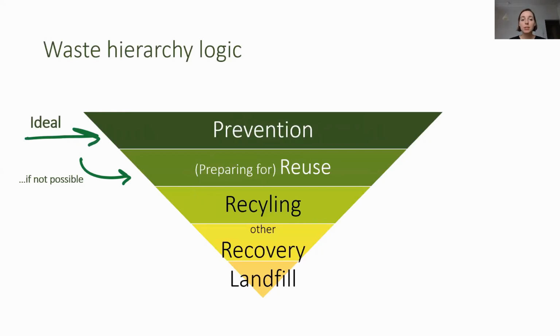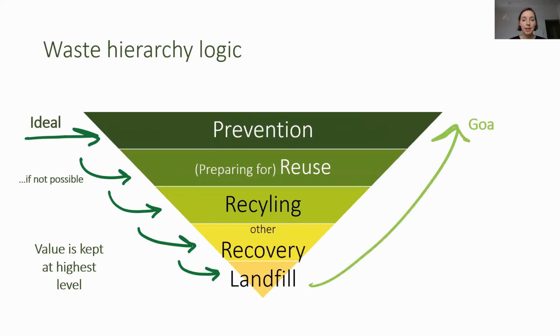So if it's not possible to prevent the waste or to give it to someone else or reuse it, then you will see, okay, can I prepare it for reuse? For example, if something is broken, can I repair it? If that's not possible, can I recycle it? And so on and so forth. So the goal of any approach of waste reduction is to keep it up or to get it back up, because the principle is that the higher you are in the hierarchy, the higher is the value of the product. And so usually that also translates into costs.